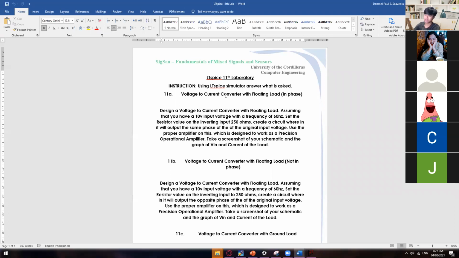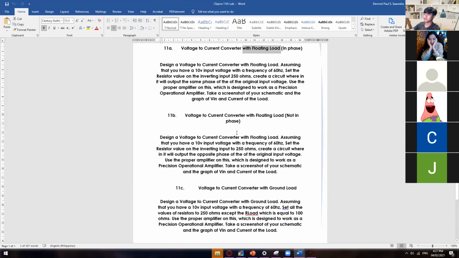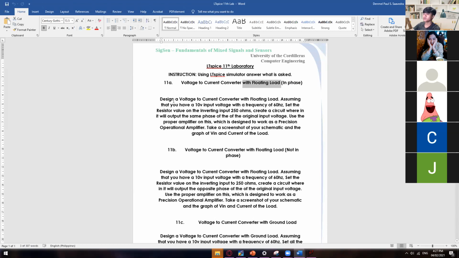Research assignment. So you have to search for the circuit or schematic of a voltage to current converter with floating load. In a voltage follower, we have the voltage divider, but in here we have a floating load. So what is the schematic of the floating load? We have three questions in here. For the first two, 11A and 11B, their only difference is in phase and not in phase.